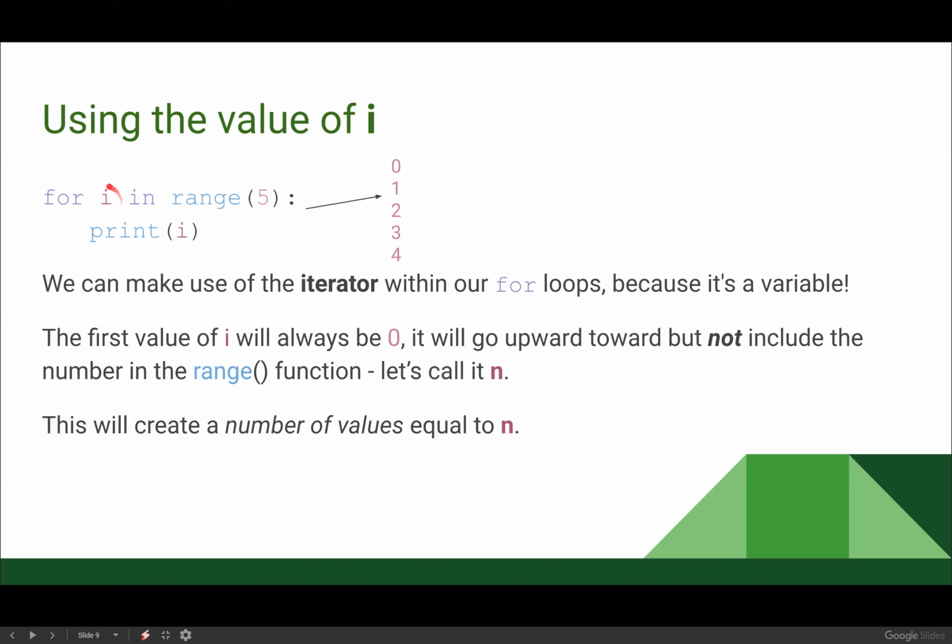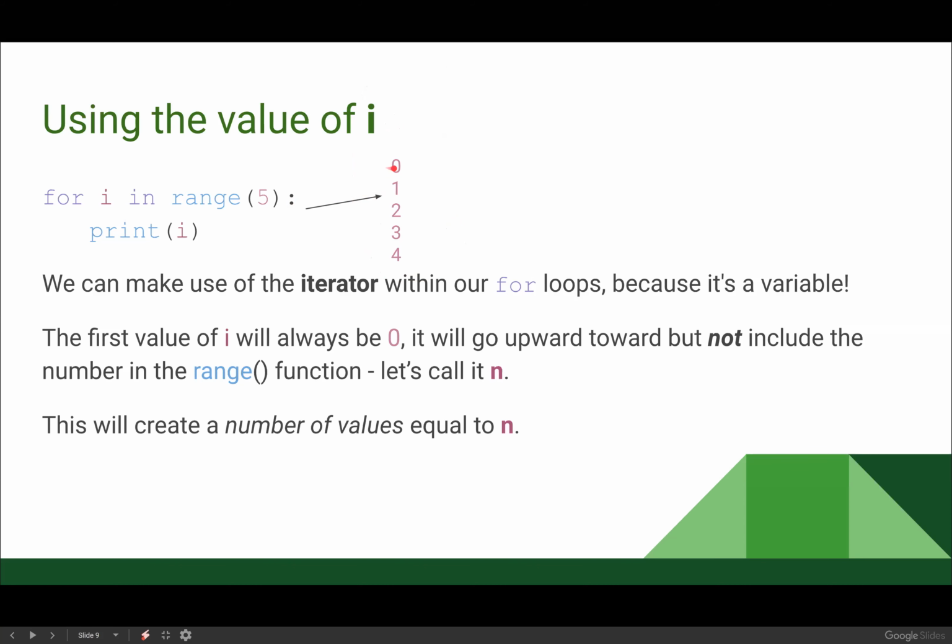Since the iterator is a variable, we are totally allowed to use it in our loops. We can totally just make use of it. So the range function will always give us some list of numbers. And when we give it one number, the first value in our list of numbers is always going to be zero. And that is because in most programming languages, counting starts at zero instead of starting at one. So that is just an important fact to take note of. Counting starts at zero in Python and many other languages.